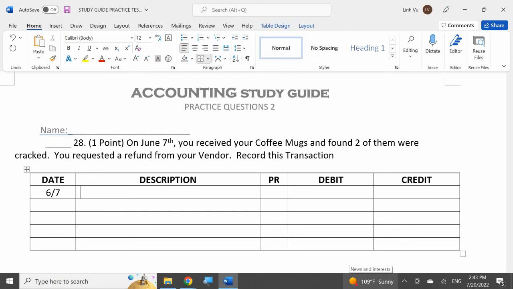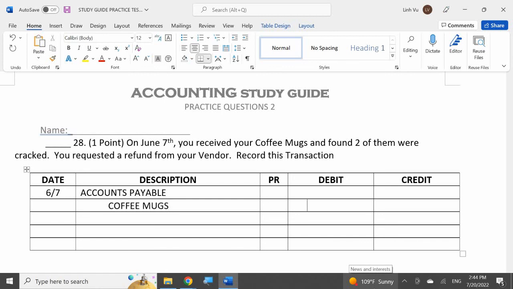So how would I record a refund? Go ahead. Okay, you would debit accounts payable for $4.70 because you can't do delivery. Okay. And you would credit mugs for the $4.70.